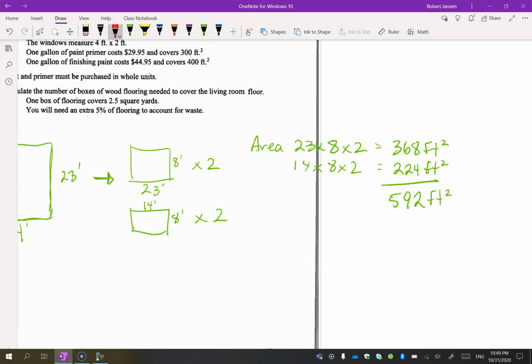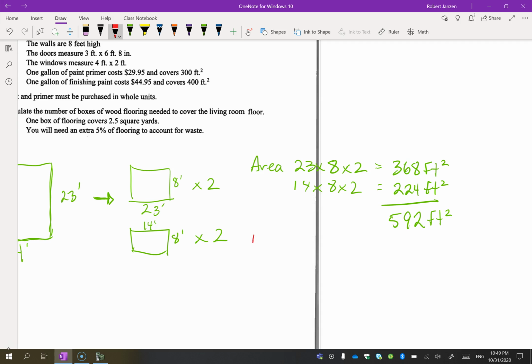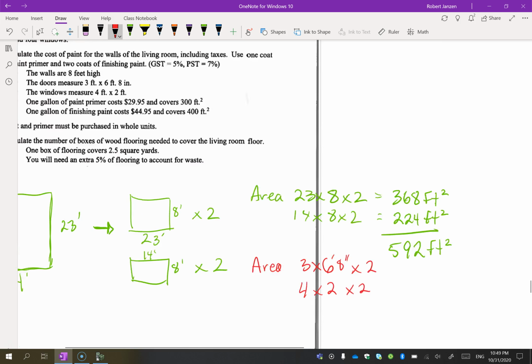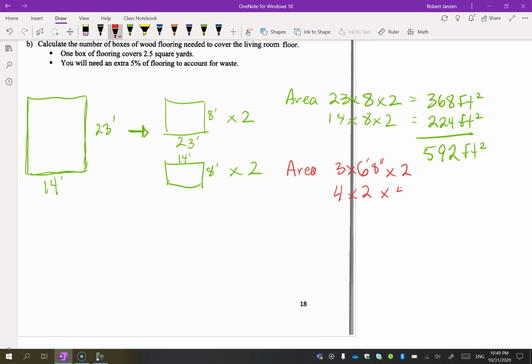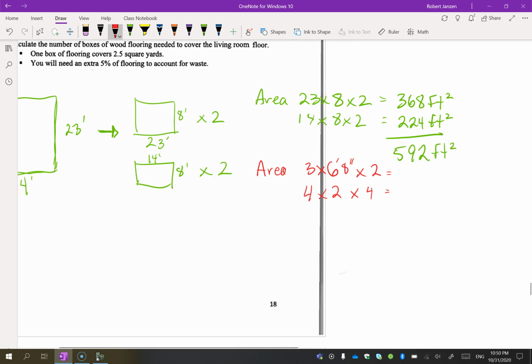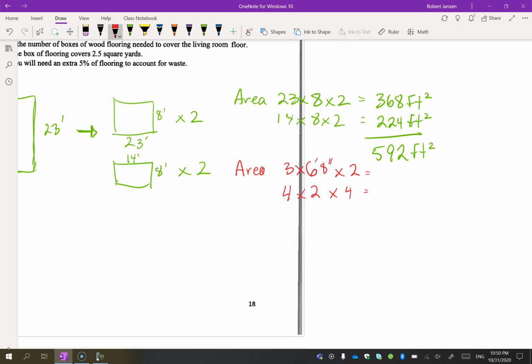Okay, now let's think about the doors. So area of the doors and windows. The door is going to be 3 feet by 6 feet, 8 inches. Alright, and it says there's 2 of those doors. And then the windows are 4 by 2, and it said there are 2 windows, I believe. Are there 2 windows? Oh, 4 windows. Okay, so let's figure out this amount. So 4 times 2 is 8. This is 32 feet squared, so we're going to subtract that.